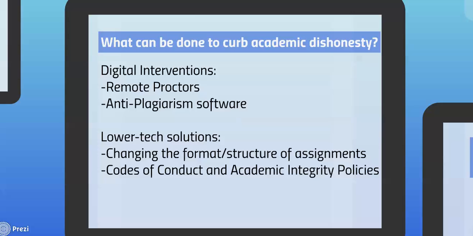Low-tech solutions include changing the format and structure of assignments. This would be relatively easy for our institutions. They could change the weight of online exams or change the format to include more subjective questions that require an in-depth understanding of the content.